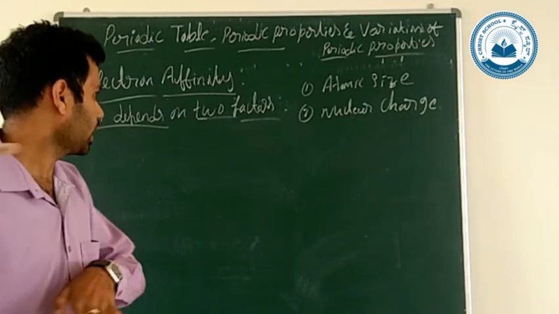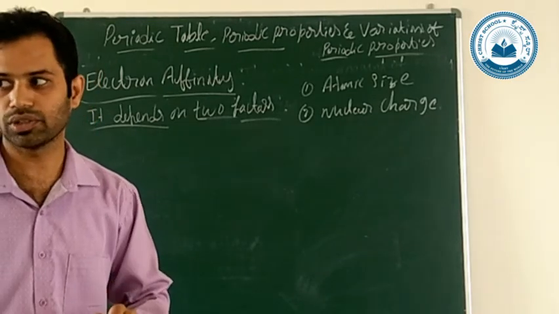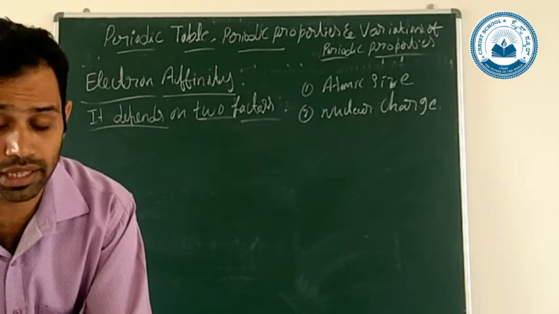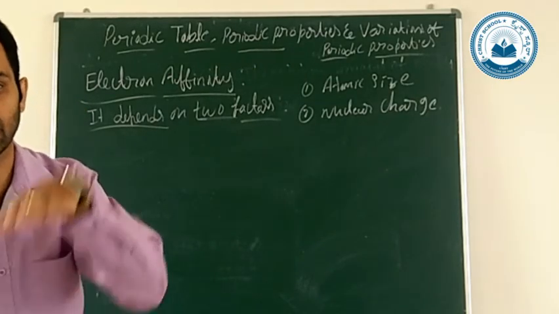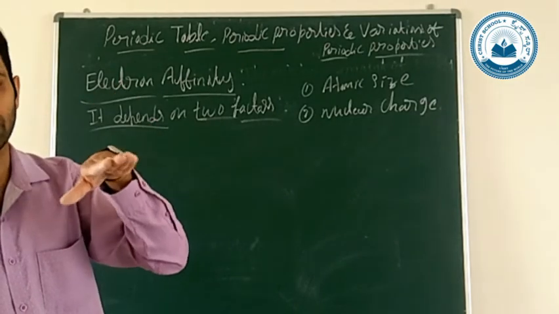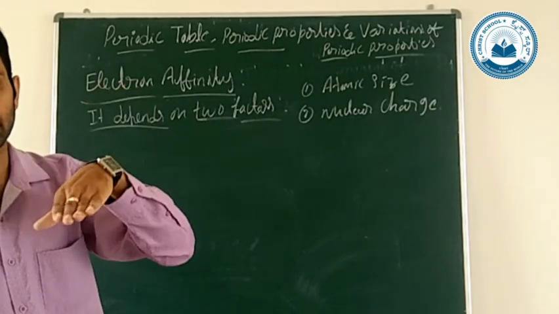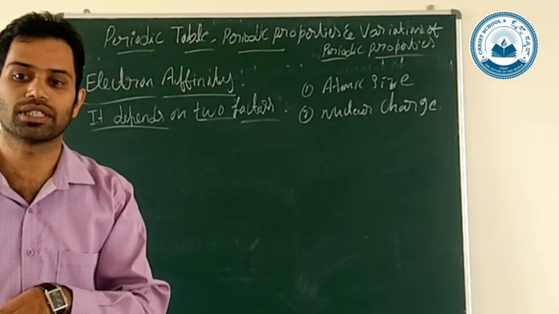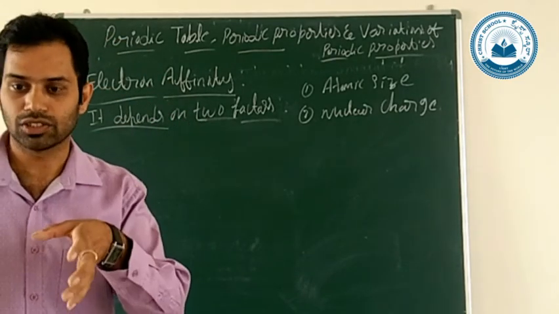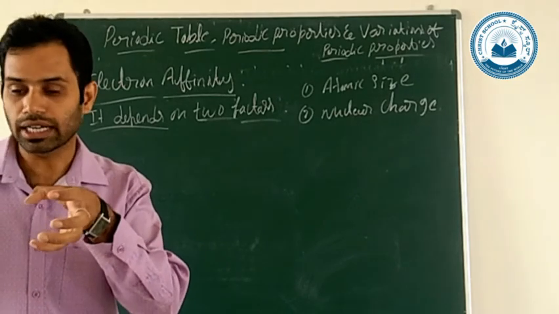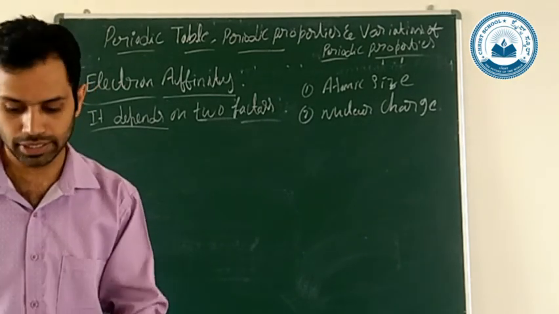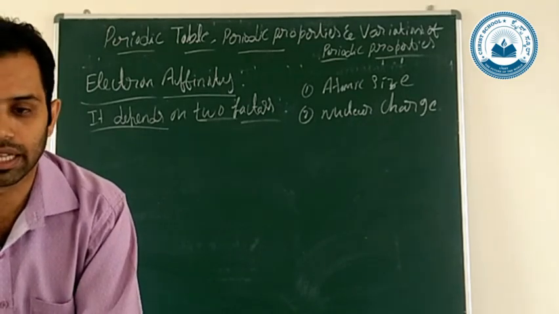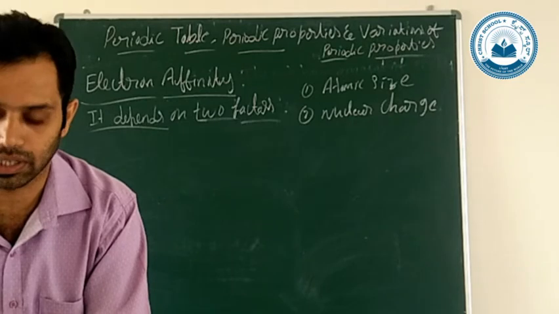Clear? And next, nuclear charge. Greater the nuclear charge, then automatically the electron affinity will be more. Greater nuclear charge means automatically atomic size will be less. Size will decrease, so small size will be there, and electrons are attracted towards the nucleus. So at that time, greater nuclear charge means greater electron affinity.